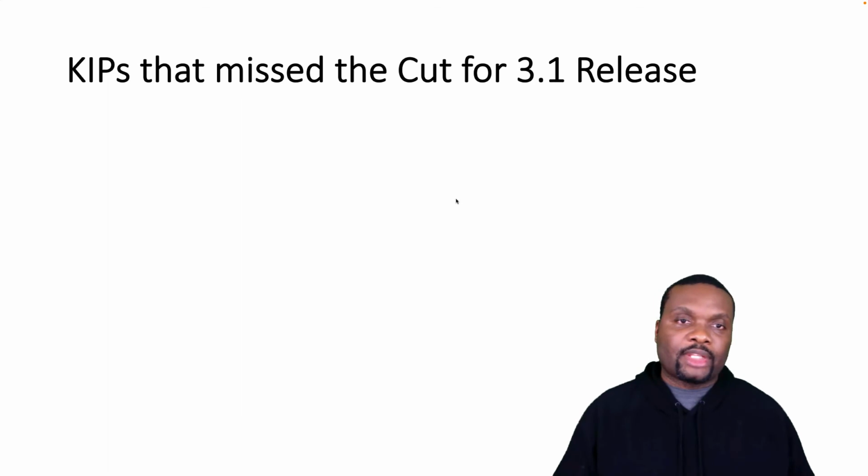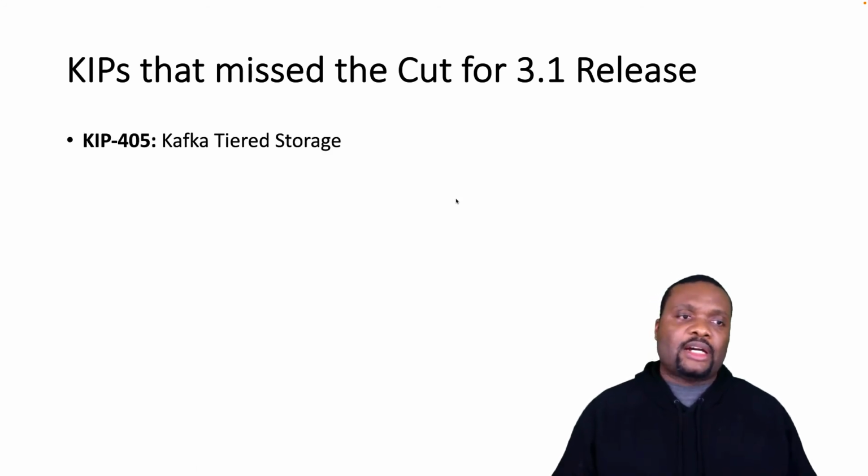Then now I want to move on to KIPs that missed the cut for the 3.1 release. Now Kafka has had several KIPs that have been added, like KIP 500, which is the removal of Zookeeper. That is kind of very transformational and has really changed the direction of the project by allowing it to scale.